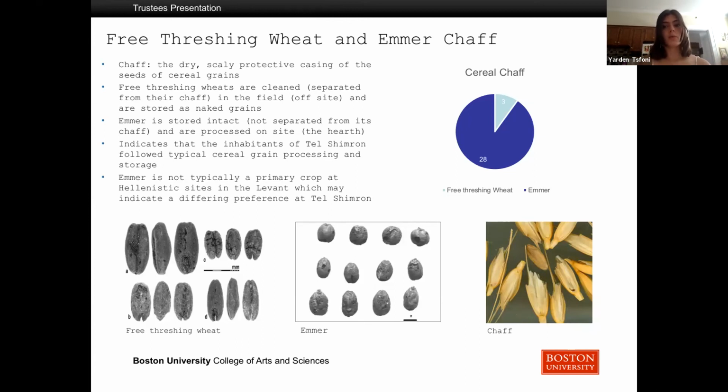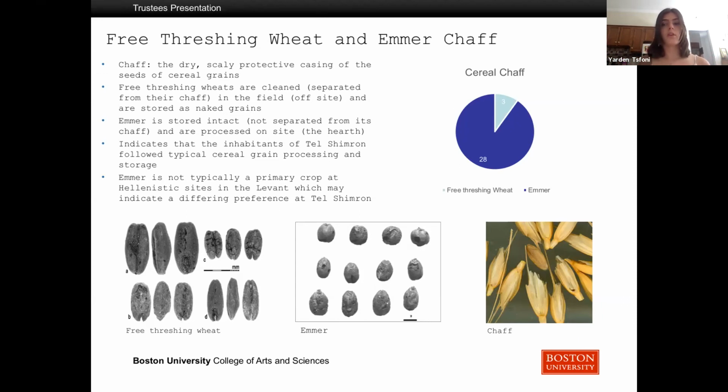On the other hand, emmer would have been stored intact without the removal of chaff, and emmer chaff is more durable than that of wheat, able to withstand close to 150 degrees Celsius before any structural changes occur. So what is happening? Perhaps the free threshing wheats are cleaned before entering the context of U9490 through 91 and stored as clean grains intended for consumption, while emmer was stored intact with its chaff and processed again to remove the chaff shortly before cooking, therefore depositing the chaff into the hearth.